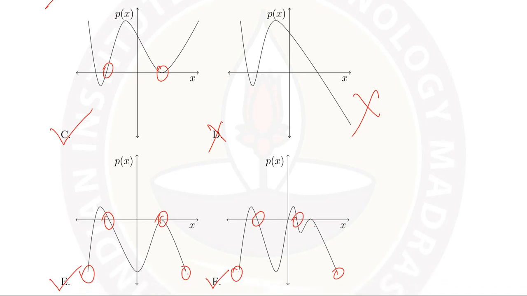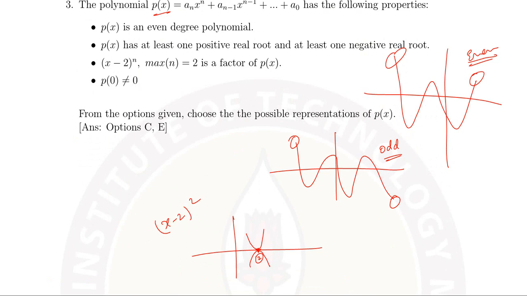Now let's see the fourth condition given to us. Now it says P of 0 is not equal to 0. That means this will not be happening. That is, P of 0 is not 0. Okay, so let's see which options can be right with this condition.